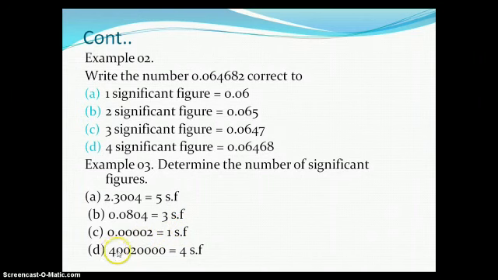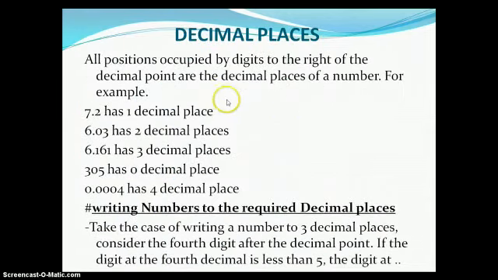This one we have 4, meaning that 1, 2, 3, 4. These are not significant figures. So we have 4 significant figures. Okay, now let us see another part which we call decimal places. We say that all positions occupied by digits to the right of the decimal point are the decimal places of a number. For example, 7.2 has 1 decimal place.